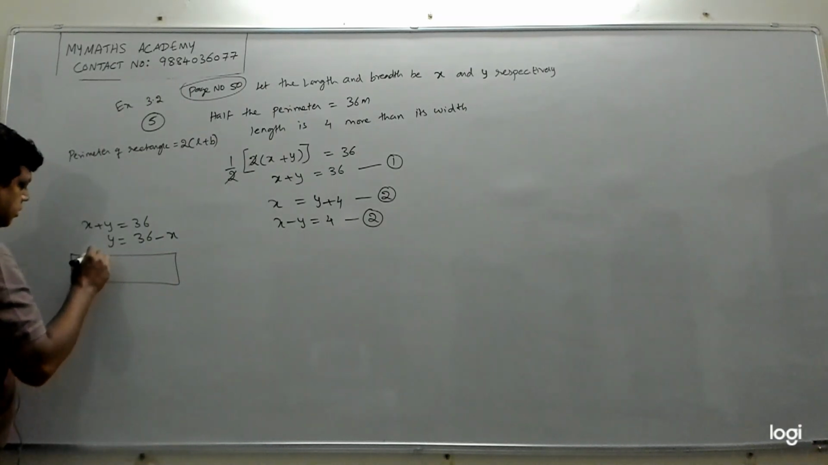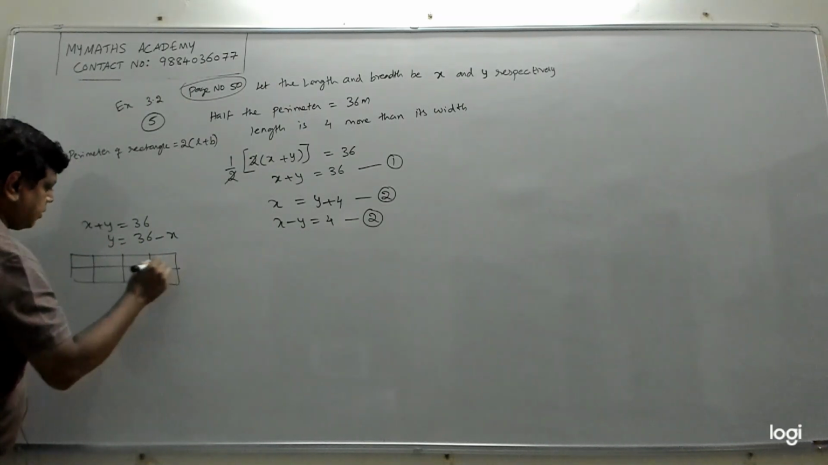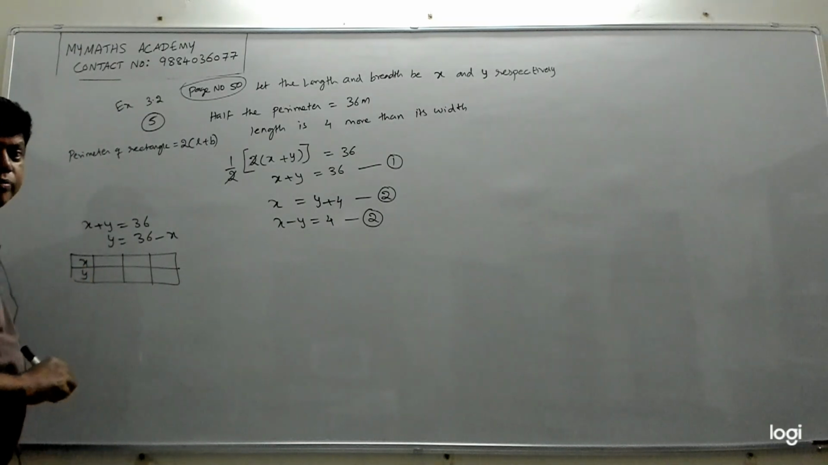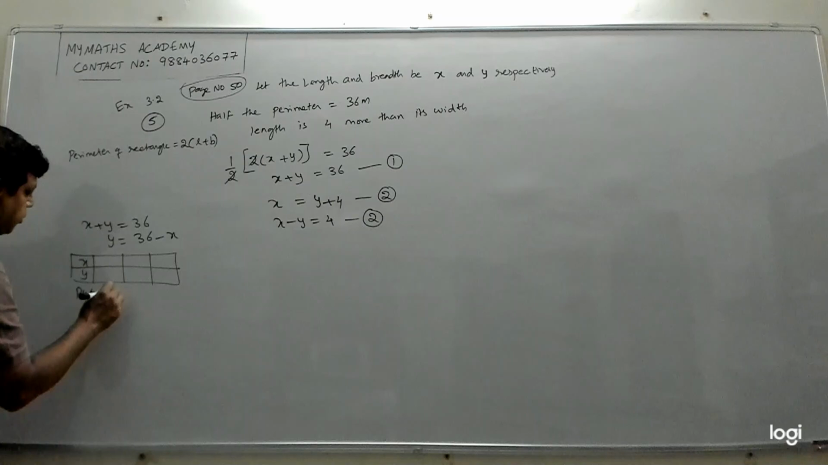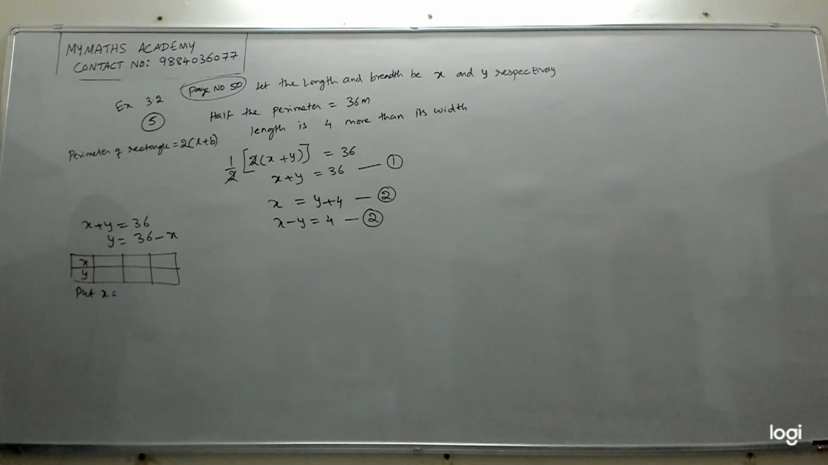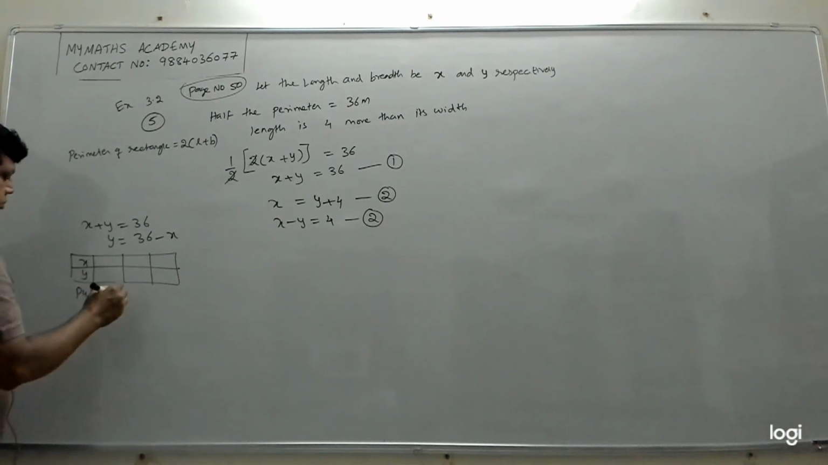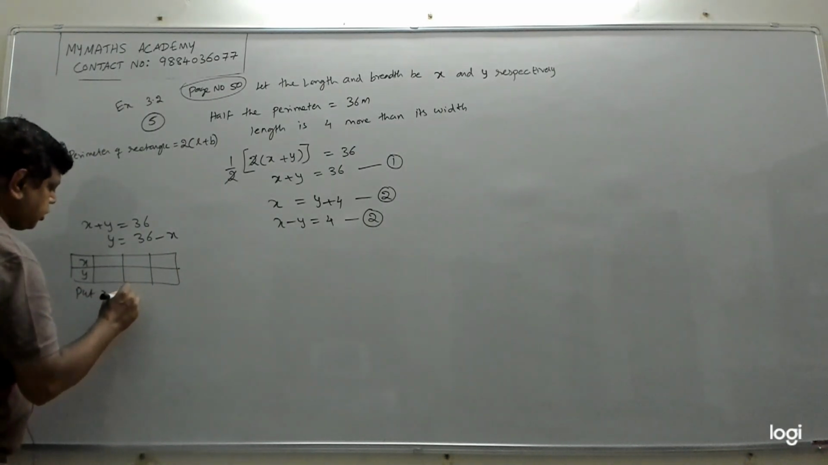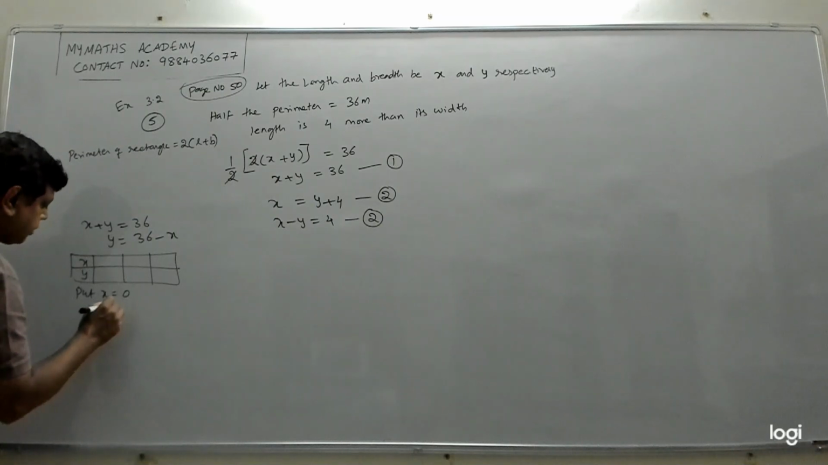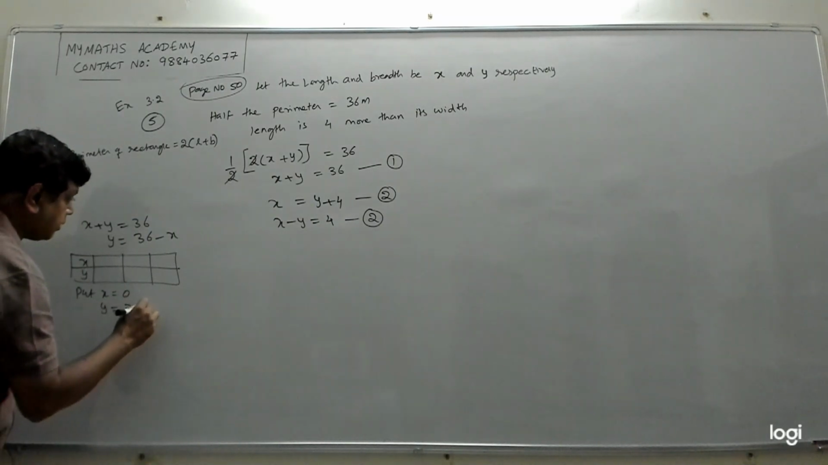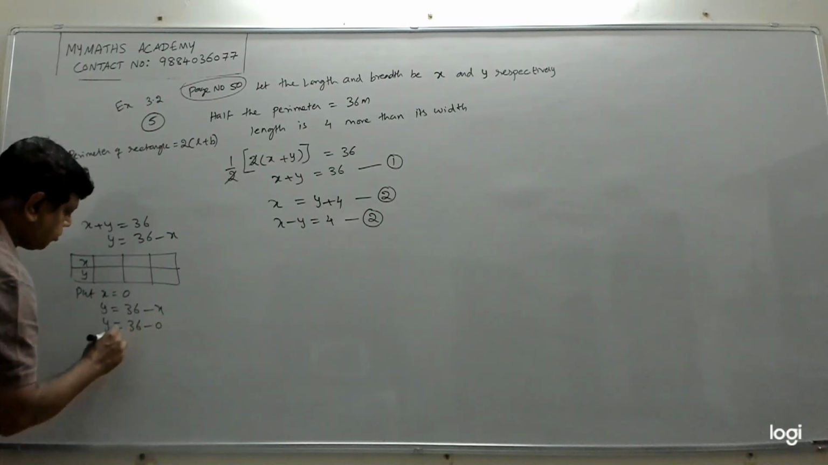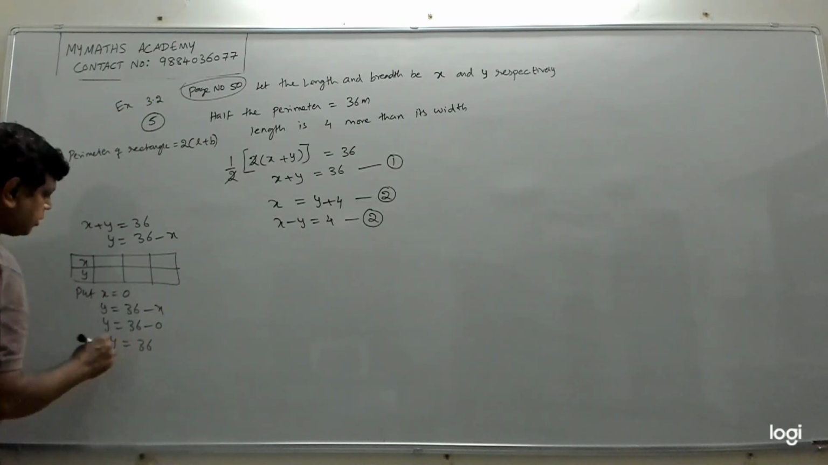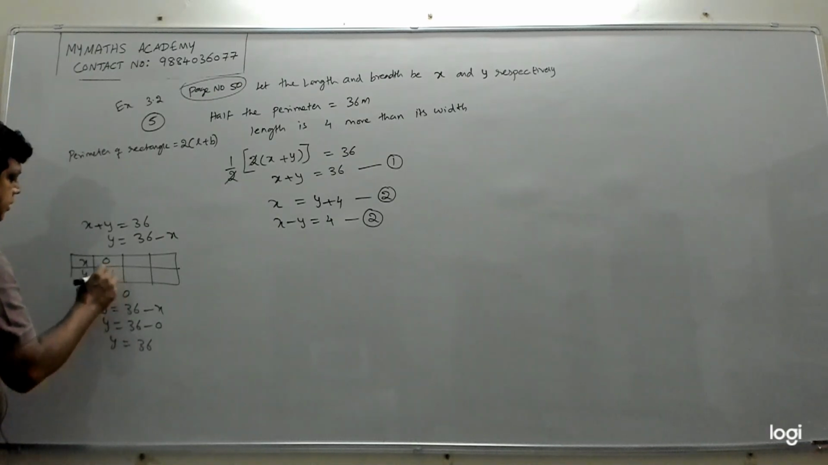So we will put the box, x, y. Now we'll put x is equal to 0. Then y becomes what? y is equal to 36 minus x, which means y is equal to 36 minus 0. I get y equal to 36. So when x is 0, my y is 36.